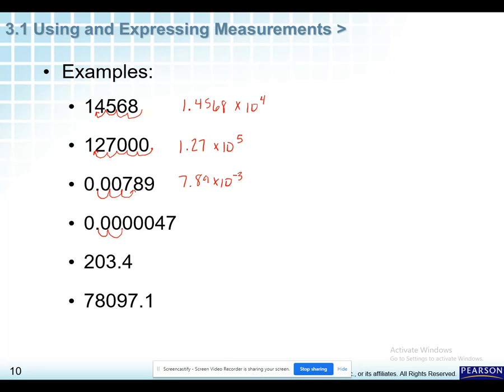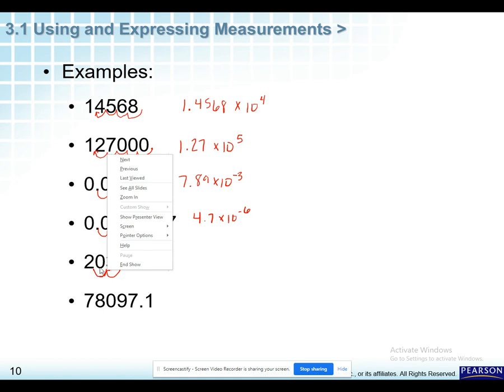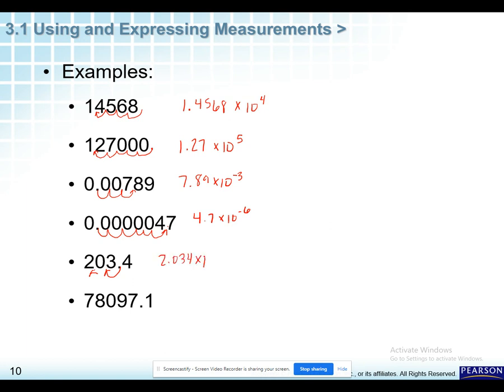So over here, 1, 2, 3, 4, 5, 6. So 4.7 times 10 to the negative 6, since this number is less than 1. Now right here, my decimal is located within the number, and we've never had a decimal located within the number. The same thing works. Right now, my number is 203. If I move it over, it's 20, so it's not quite between 1 and 10, so I have to move it over one more time. So when I move it over one more time, it becomes 2.034 times 10 to the, and I moved it twice.